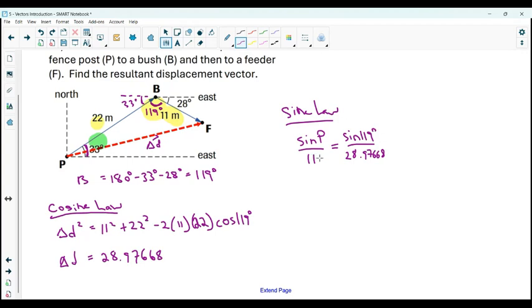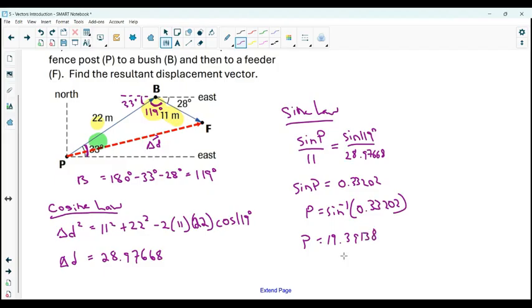So we've set up our sine law ratio. Let's solve for this. We'll say sine P is equal to 0.33202, and we'll solve for P by saying what's our sine inverse of 0.33202. See what we get for our angle. It's 19 and a bunch, 39138. So we say, okay, that's what that angle is going to be in there.